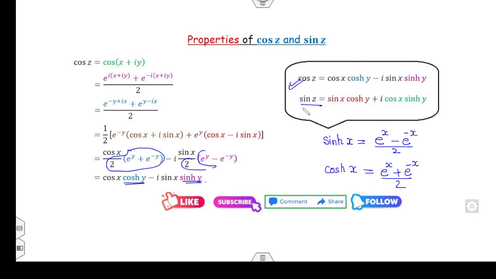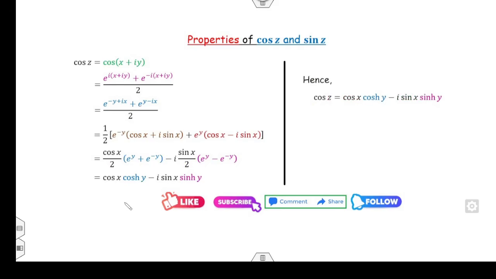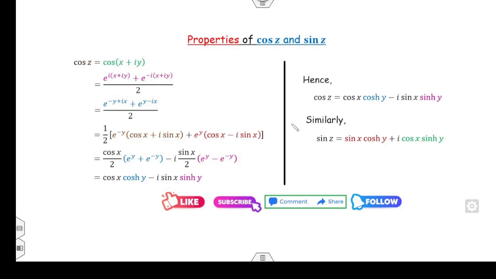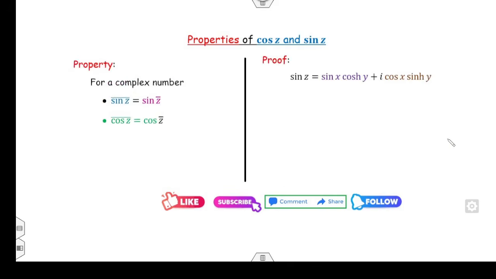Similarly, you can prove the second part, sine of z, by using similar definitions. Second property: for any complex number z, the complex conjugate of sin z is equal to sin of the complex conjugate of z. Fine. So I can start with the definition of sin z and take the complex conjugate on both sides. So what is the complex conjugate of sin z? It becomes negative.